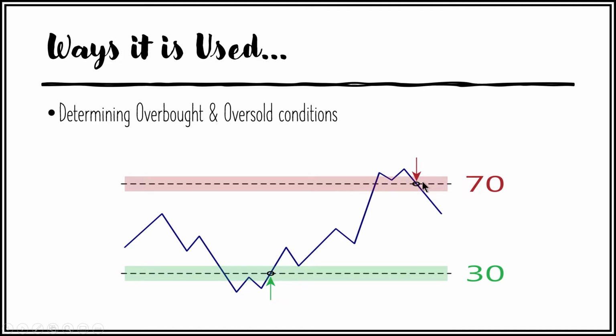At the same time, this is true for when it goes below the 30. It would be considered undervalued and oversold. So price could potentially move up from that level. All right, but that's not to say that just because it has crossed that, it is a signal to buy or sell. It simply means for the time being, price is likely not to rise further when overbought or likely not to fall further when oversold.